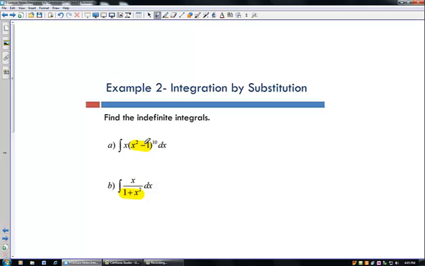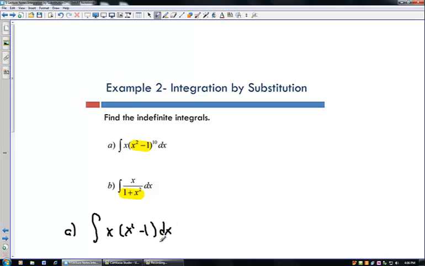And the same thing here. Right? The derivative of x squared minus 1 is 2x, which is almost this x. So let's see how this plays out. So on part A, I have the integral of x squared minus 1 to the 10th dx.